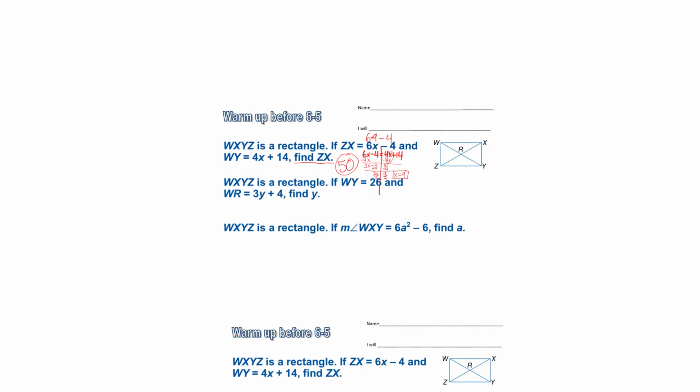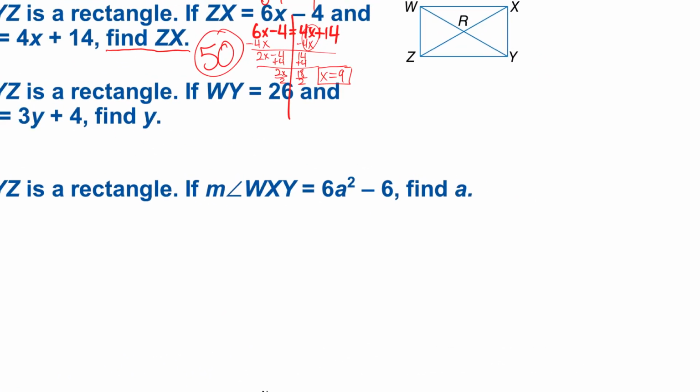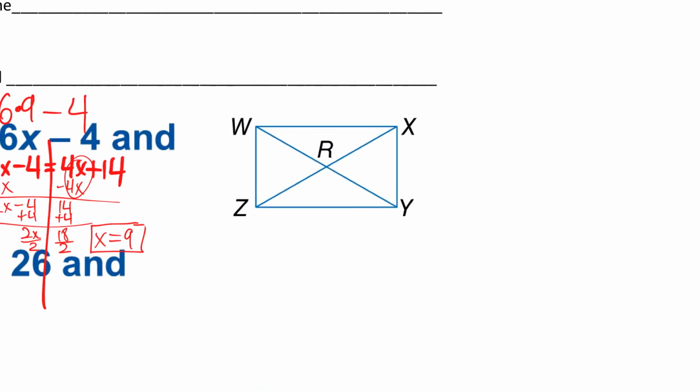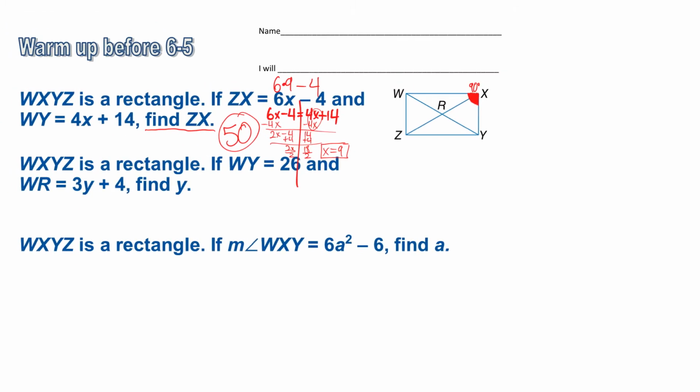Okay. I'm going to skip that middle one. I want to look at the bottom one. So on the bottom one, it says this is a rectangle, and if the measure of angle WXY. So let's talk about this first. So WXY is this angle right here. Good. So in a rectangle, that angle right there always is going to be 90 degrees, what we talked about yesterday. Good. So that angle's 90, and it says that it's 6a squared minus 6.